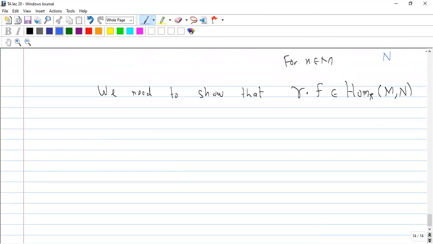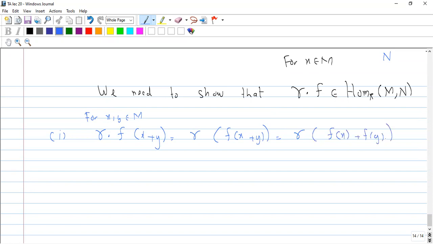So for x, y in M, if I apply r dot f to x plus y, by definition it is r into f of x plus y. And since f is an R module homomorphism, it is equal to r into f of x plus f of y, which is r into f of x plus r into f of y. So it is equal to r dot f of x plus r dot f of y.